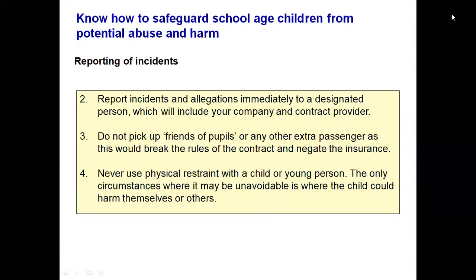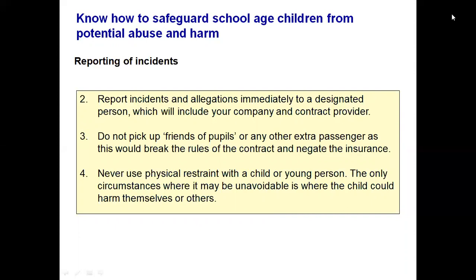You must never ever pick up friends of pupils or your passengers. Any extra passengers are breaking the rules of the contract and therefore negate your insurance. Your contract says you pick up this child from this address and take them to that school, and vice versa in the afternoon. Should your child say, I've got a new pal, they live in the next street to you, can you drop them off? The answer is no, you cannot.